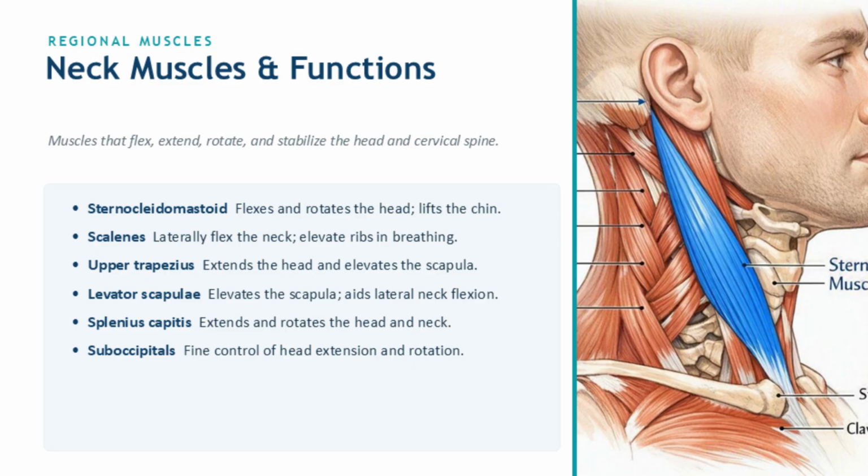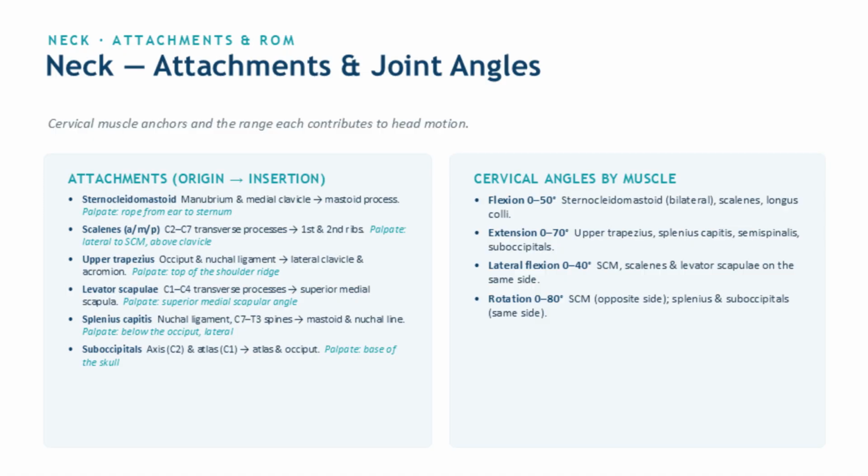As you study these muscles, visualize how their attachment points determine the direction of movement they produce. Next, we'll look more closely at those attachment sites and the ranges of motion available within the cervical spine. Neck, attachments, and joint angles. The cervical spine is designed to provide both mobility and support. Its muscles attach to the skull, vertebrae, ribs, clavicle, and scapula, creating multiple movement possibilities.